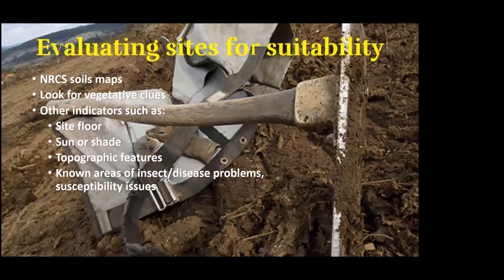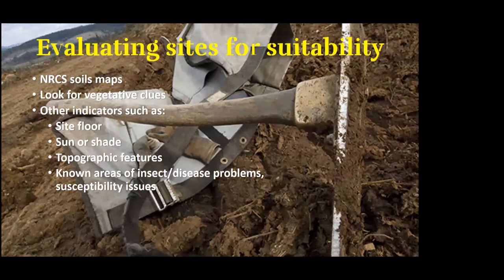Evaluating your site for suitability, you can consult NRCS soil maps for that. You can look for vegetation clues. Where there are vegetation changes, there's usually some type of soil change. So you might have some sedges growing in wet areas, or the presence of oaks in some of your drier areas. What trees are growing there now? How's their vigor? What was there historically?